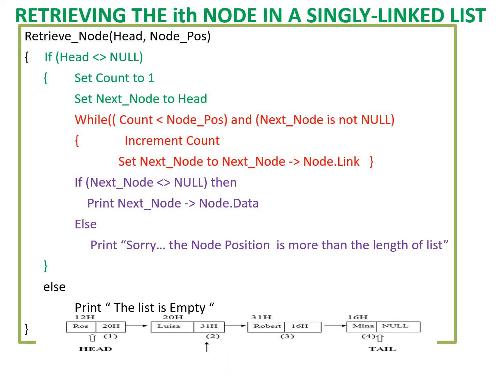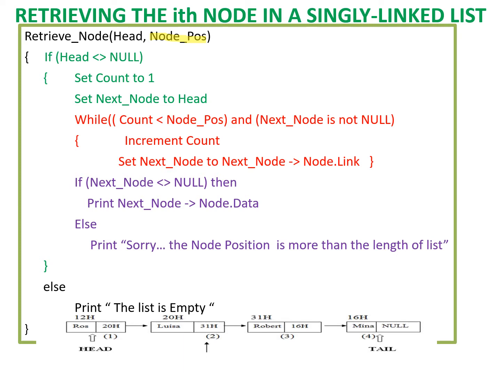So moving on with our next operation, we have retrieving the ith node in a single linked list. The ith node pertains to the desired position of a certain node. As you have noticed, we have here node pos as a variable that would specify the position of the element that we want to retrieve. And the head is the address of the first node.